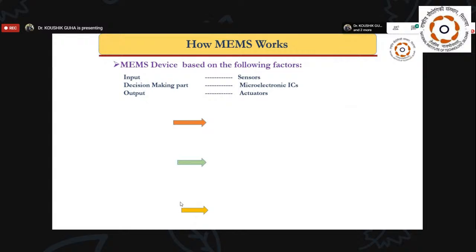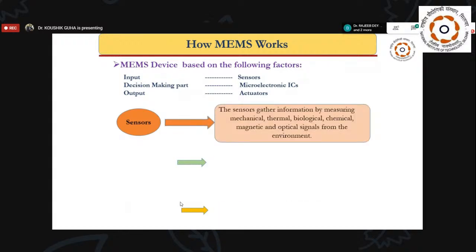There are three main parameters inside the MEMS. One is the input, which is nothing but the sensors. Then the decision-making part, which consists of the microelectronic ICs, and there is one output, which is the actuators. The sensors gather information by measuring mechanical, thermal, biological, chemical, magnetic and optical signals from the environment. So any kind of signal can be sensed nowadays. The job of the sensors is to collect that information from the environment.